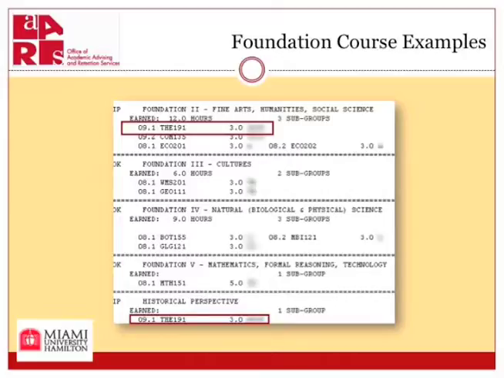The historical perspective is the only area that can count for a foundation within the Miami Plan and also for the historical perspective area. For example, if you are taking History 112, both a Miami Plan Foundation 2 and Miami Plan Foundation 3 course, History 112 will not satisfy both requirements, only one. However, it will count for Foundation 2 and for the historical perspective requirement.